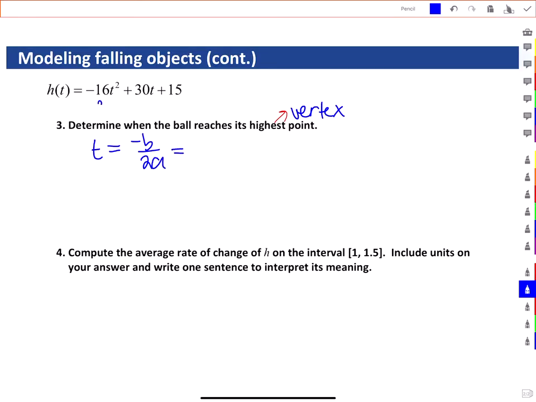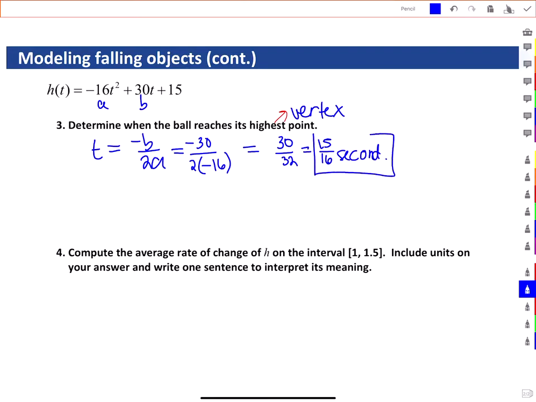I hope so. So it's negative b over 2a. In this case, this would be my a, this would be my b, so this would be negative 30 divided by 2 times negative 16. Okay, so that gives me 30 divided by 32, and if you wanted to simplify that, you could. We could say this would be 15/16 of a second. And that's exactly what the question wanted, because it wanted a when answer.